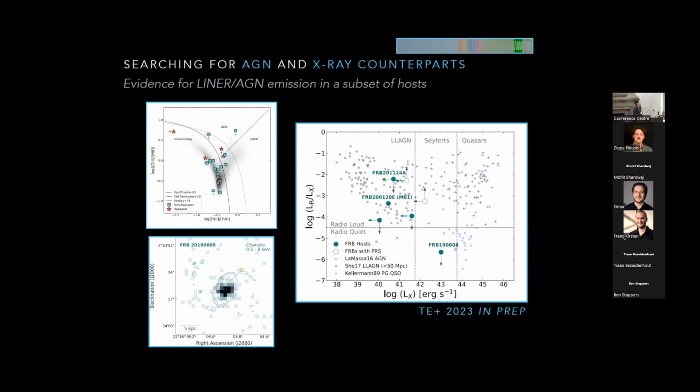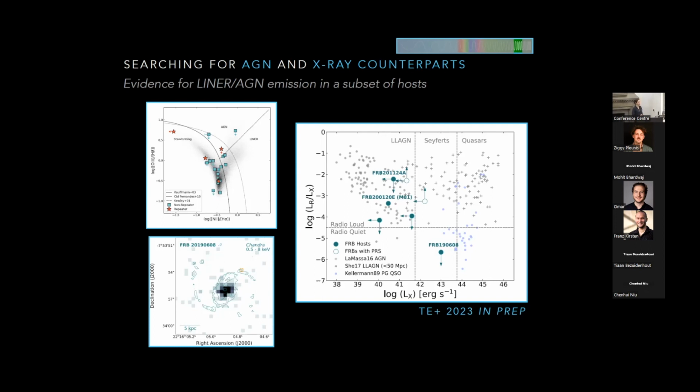Okay, and then finally, we have been doing some work in the X-ray regime to search for AGN in FRB host galaxies. When we look at the latest compilation of BPT results for FRB hosts, we do find that a subset of hosts show evidence for AGN and LINER emission. And in the case of the LINER galaxies, we're especially interested in understanding what is the source of ionization in those galaxies. For example, is it AGN emission or could it be a population of evolved low mass stars? That's what we would expect if, for instance, FRBs are coming from delayed channels.